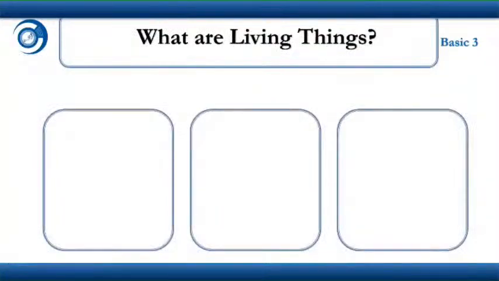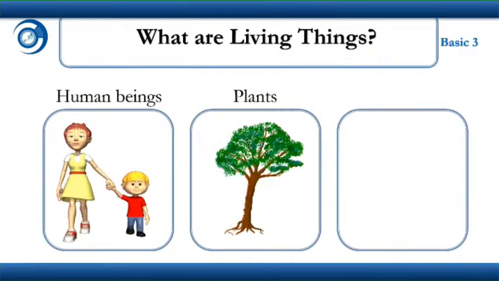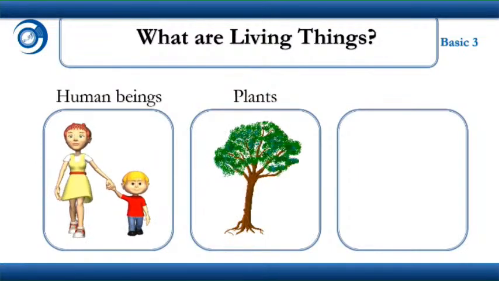Let's refresh our minds on what specifically living things are. Living things are human beings. Human beings are parts of living things. So when you mention living things, always remember human beings are part of living things. The next living thing is plants. Plants are also living things.